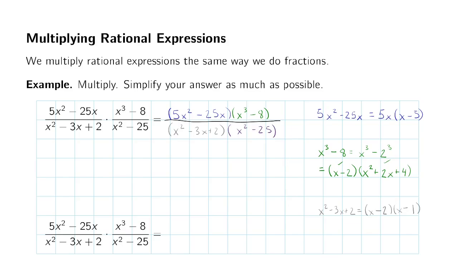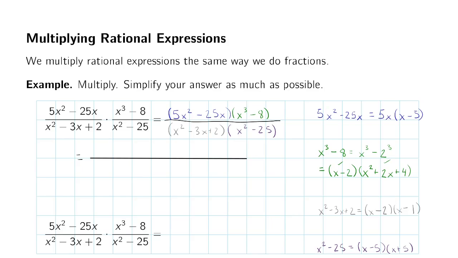Finally, our x squared minus 25, that's a difference of squares. It'll factor as x minus 5 times x plus 5. We have now fully factored our numerator and denominator. And I'm going to give myself a nice long fraction bar so I can fill everything in.